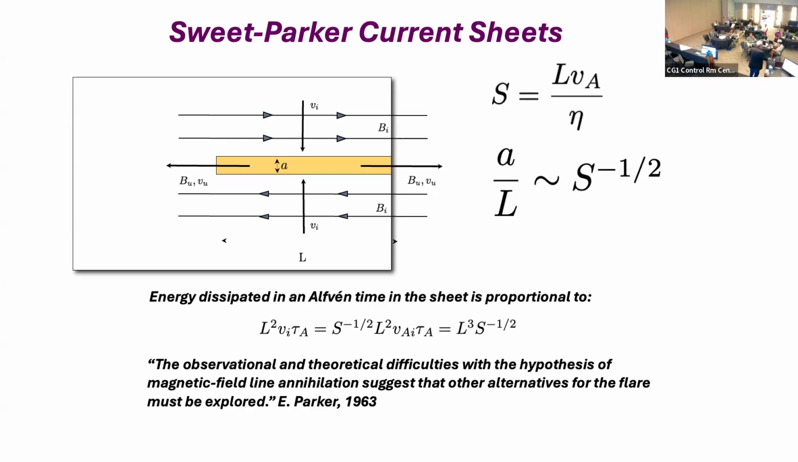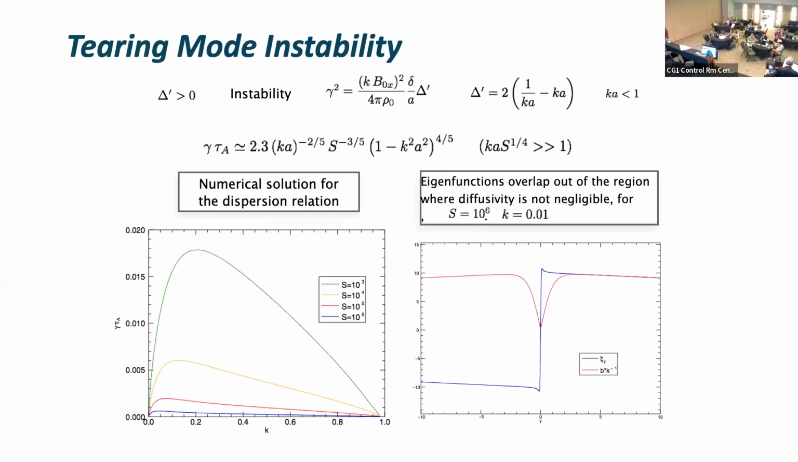And Biskamp had started to see that he couldn't keep together this Sweet-Parker current sheet. This flow was breaking apart. And so he was saying, something's going on. In fact, current sheets can be unstable. They can be unstable to a mode which is called the reconnecting mode, generally speaking. Oftentimes it's called the tearing mode now.